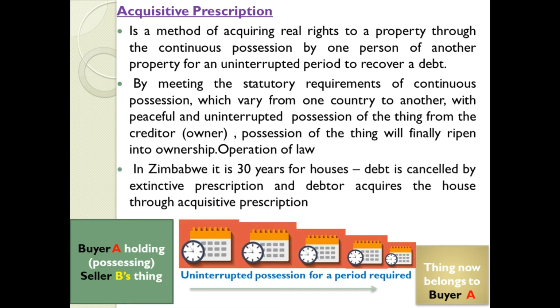In Zimbabwe, it is 30 years for houses. Debt is cancelled by extinctive prescription, and the debtor acquires the house through acquisitive prescription. So after a certain time period lapses, that thing now belongs to the holder, or the person who is possessing that thing, if there was no interruption in the period required.